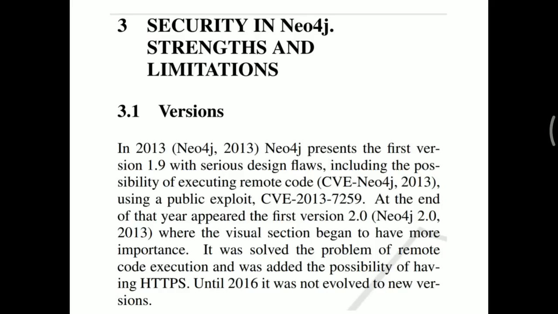At the end of the year, they released another version of the Neo4j DBMS, the 2.0 version. Earlier it was 1.9; in the 2.0 version of Neo4j, the visual section began to have more importance. It also solved the problem of remote code execution and added the possibility of using HTTPS. Until 2016, the 2.0 version was stable and no further new versions were released.